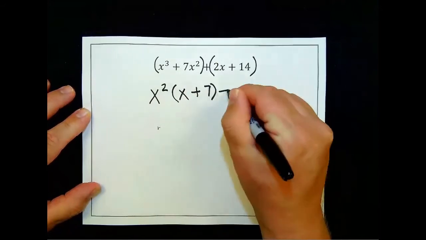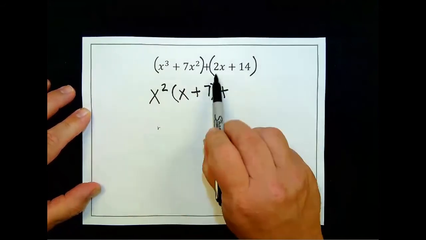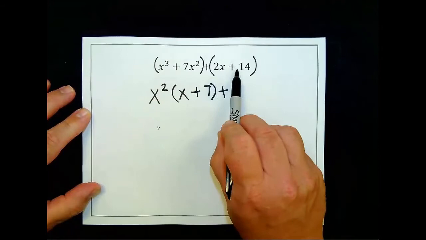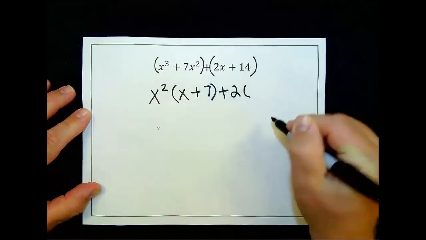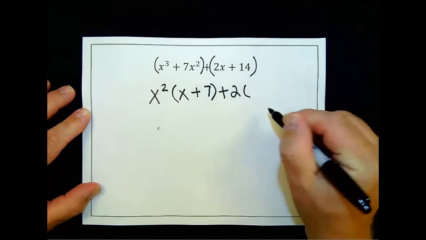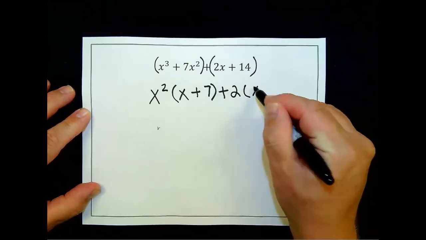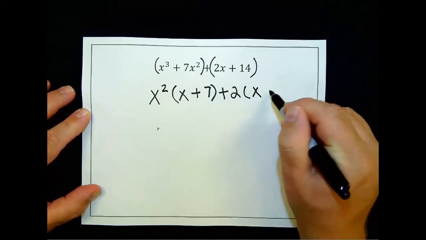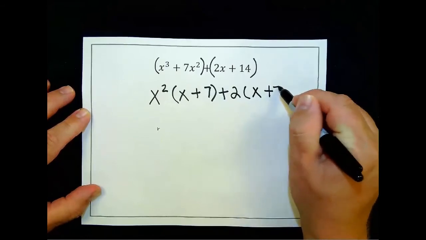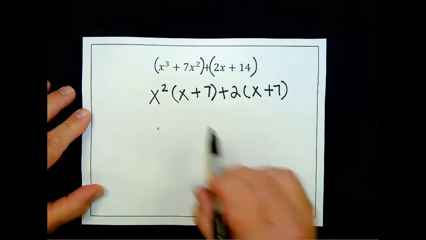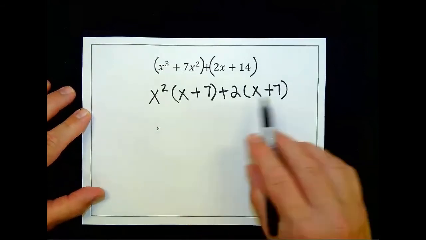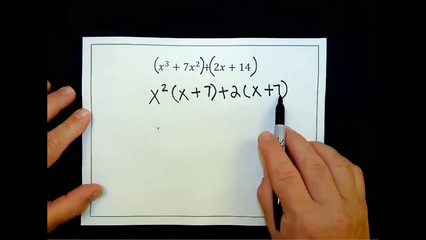This second parentheses, 2x and 14 have a 2 in common because they're both even. I take 2 out of 2x, I end up with x. I take 2 out of 14, I end up with 7. And that's the goal, is that this parenthesis and this parenthesis are the same thing.